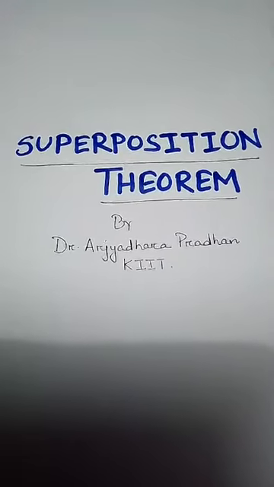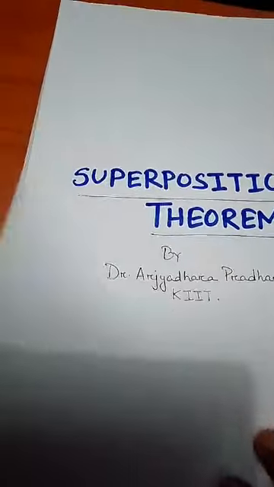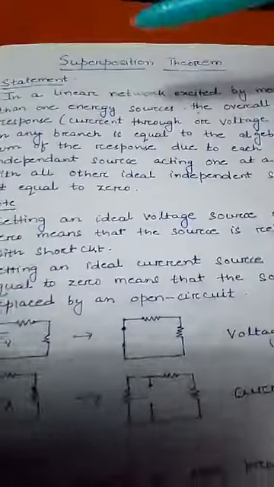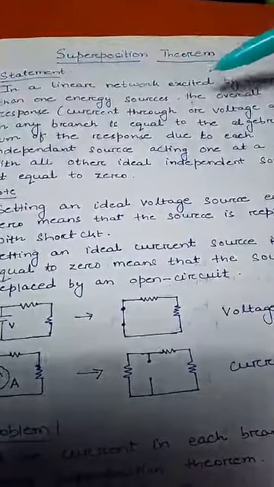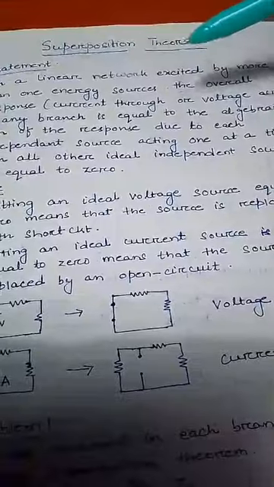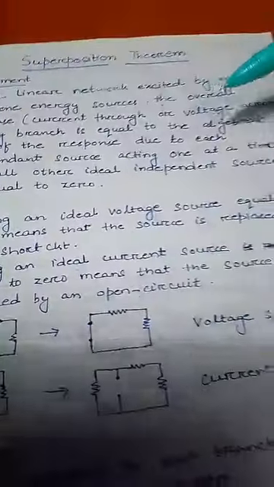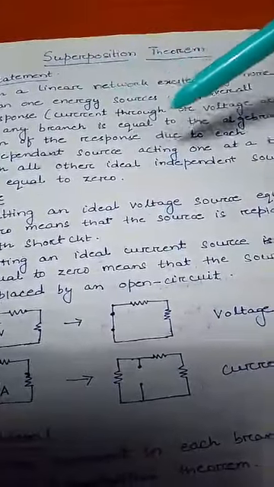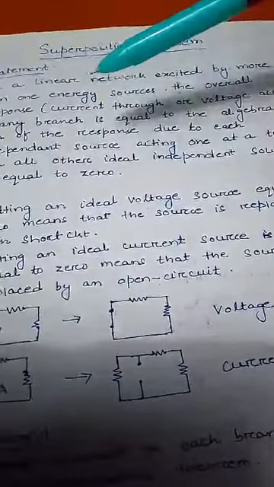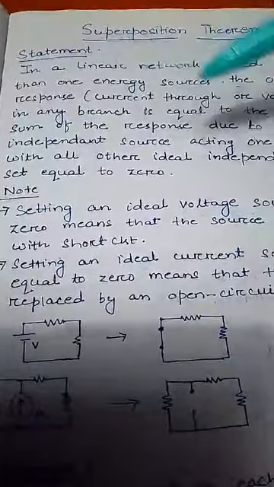So hello everybody. Today I'm going to discuss the superposition theorem. First I will be discussing the statement. As per the statement, in a linear network excited by more than one energy source, the overall response, that is the current or voltage across any branch, is equal to the algebraic sum of the responses due to each independent source acting one at a time, with all other ideal independent sources set equal to 0.